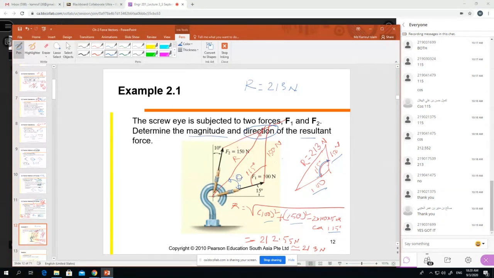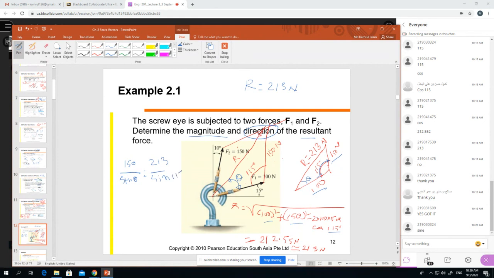Suppose this angle is theta. All right, so we want to know the theta. Theta means this angle. So we use the sine formula. What is the sine formula? We know this angle: 150 divided by sine theta equals 213 divided by the sine of the opposite angle, 115. So from here we can calculate sine theta equal to, calculate for me please.